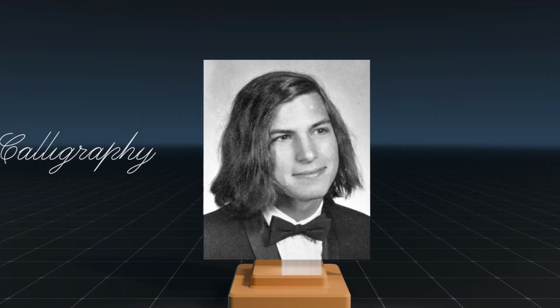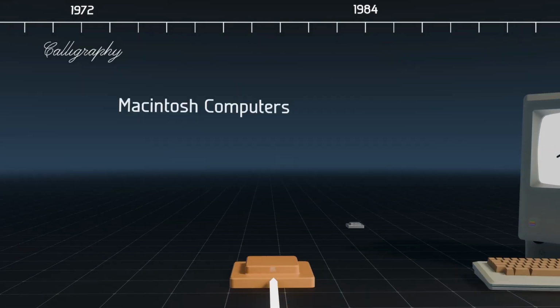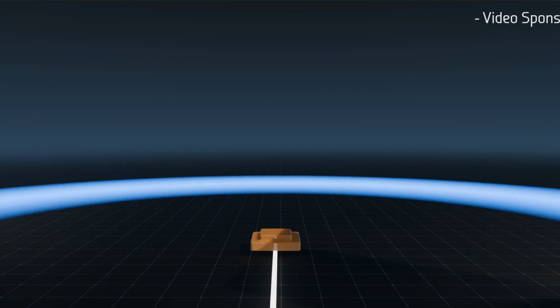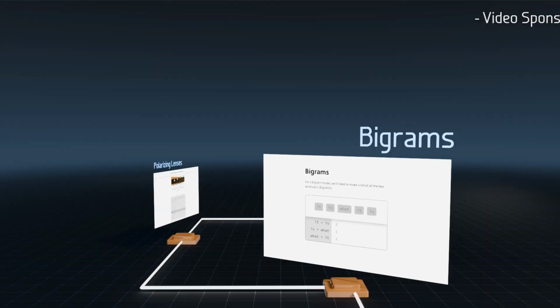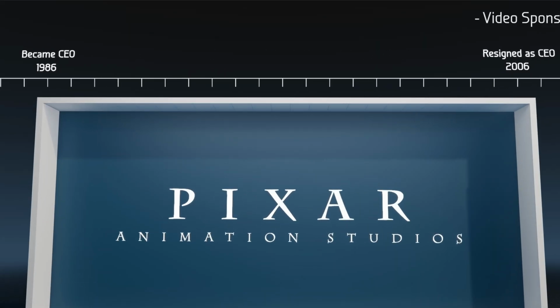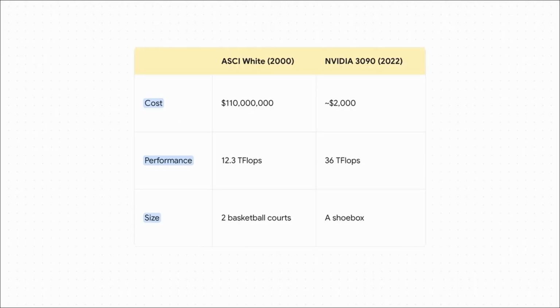Way before ray tracing was a buzzword, you had visionaries like Steve Jobs at Pixar. And he wasn't just obsessed with technology, he was obsessed with story. He knew that to tell bigger, more amazing stories, they needed computing power that just didn't exist yet. So he pushed for it, helping to drive the creation of the very machines that rendered those early Pixar films. He basically proved that great art needs great power, and that set the stage for the hardware revolution that was coming.